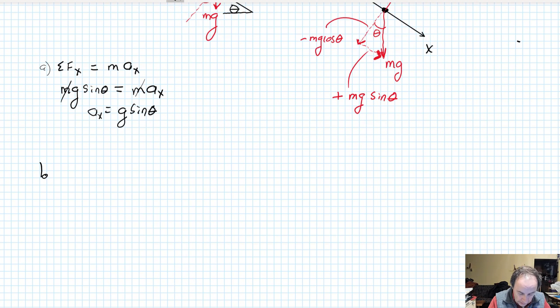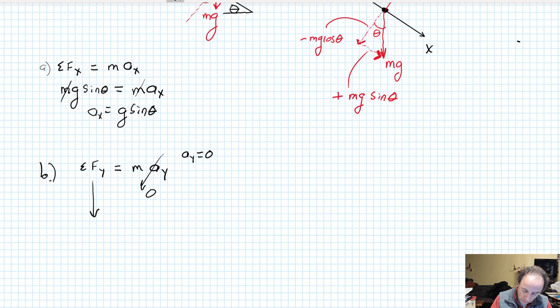B asked us to find the normal force of the plane on the block. That's in the y direction in my coordinate system as I defined it. So all I have to do is the sum of the forces in the y direction equals mass times acceleration in the y direction. The thing is, there's no acceleration in the y direction. It's sliding on that plane. It's not going above it or below it. So this is 0. So the sum of the forces is going to equal 0.